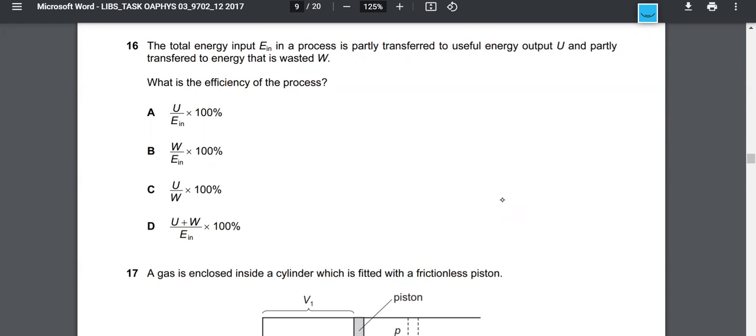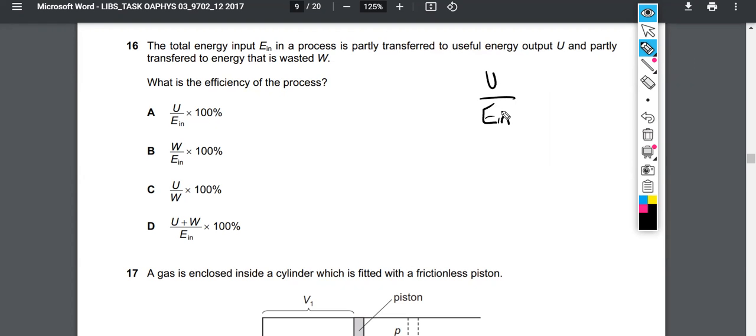What is the efficiency of the process? You may recall that efficiency is the useful power out over the total power in. Power is energy per time. So an equivalent way to think about efficiency is a ratio of energies, useful energy out over total energy in. So we really just have U divided by the energy in. That's the way we define efficiency. And then if we want it to be a percentage, multiply it by 100%. And so that agrees with choice A.